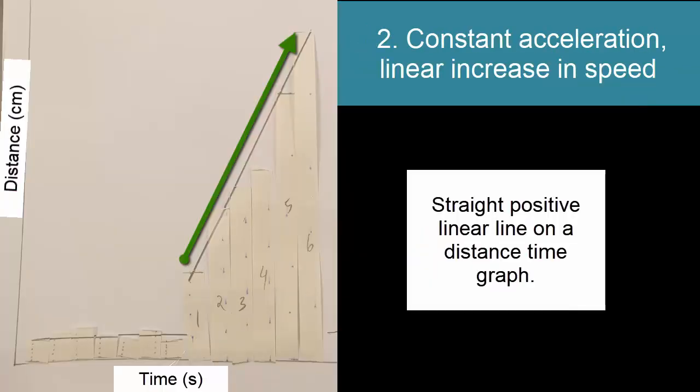When I stick them all together on a graph, I numbered them so I didn't get them out of order. So constant acceleration, linear increase in speed. So it's a straight positive linear line on a distance time graph. If it's a straight line, you know it's constant acceleration.